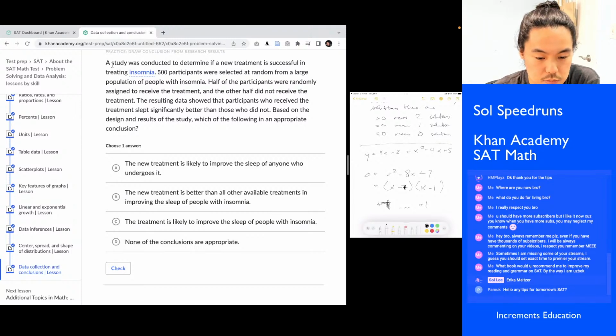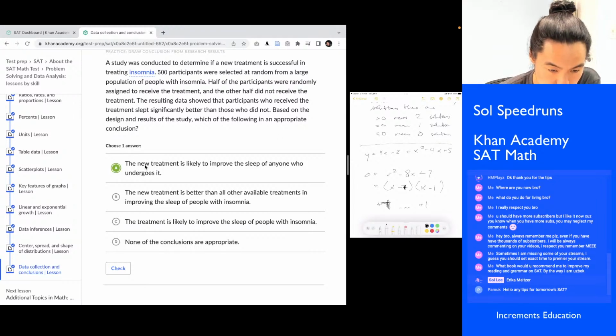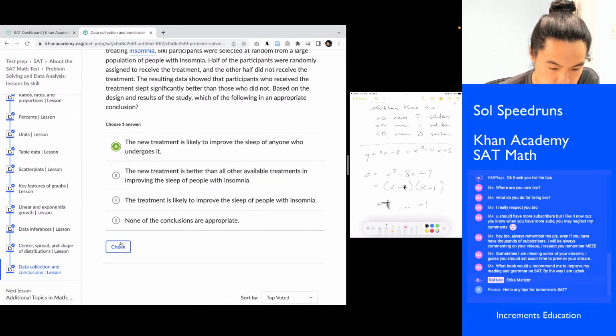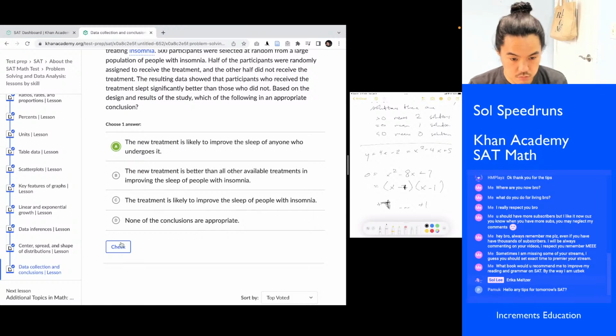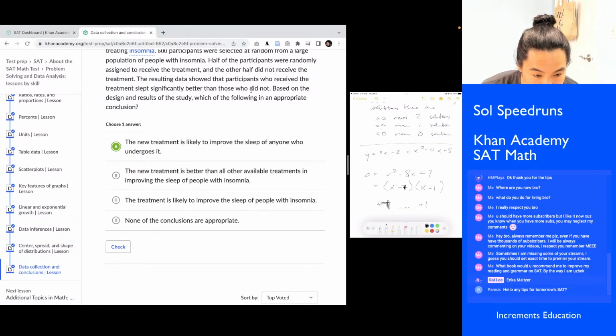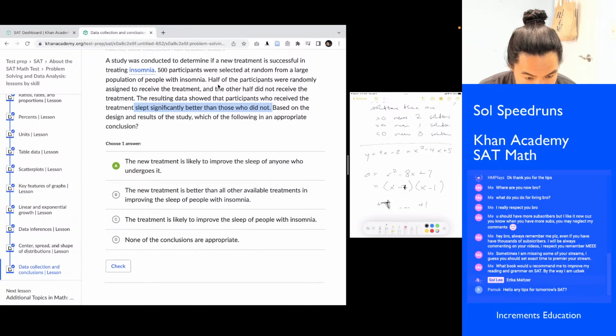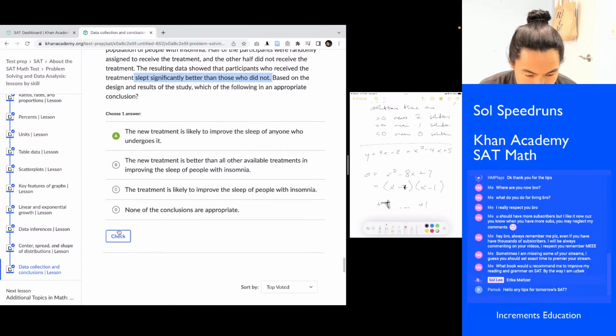500 were selected at random from a large population. Okay, it's a trial. This is a controlled trial. Slept better. Those who did not receive the treatment, were randomly assigned. Yeah, so that's correct. That's correct.